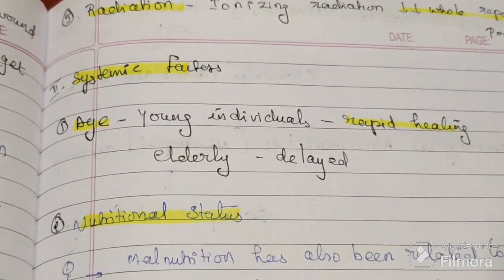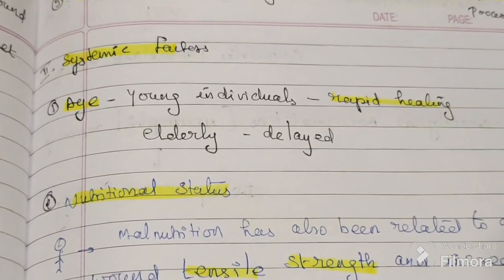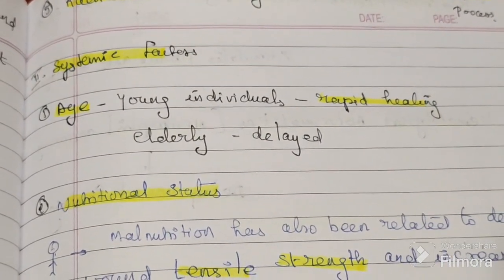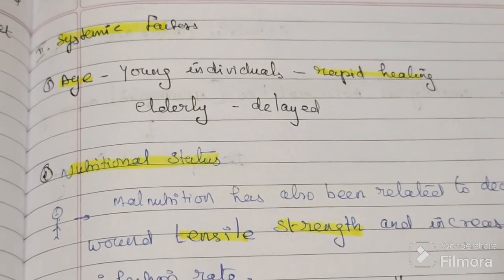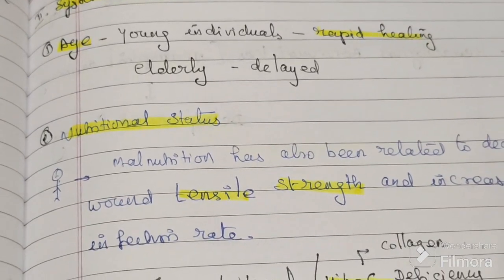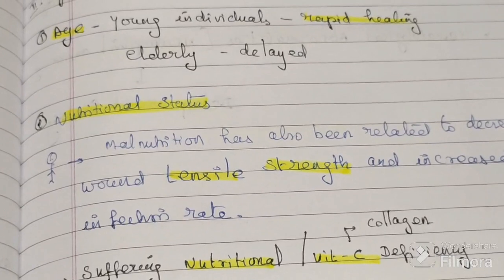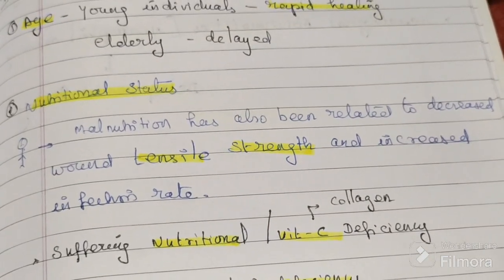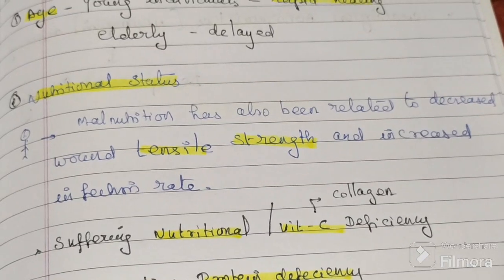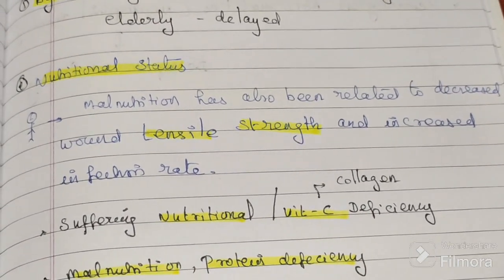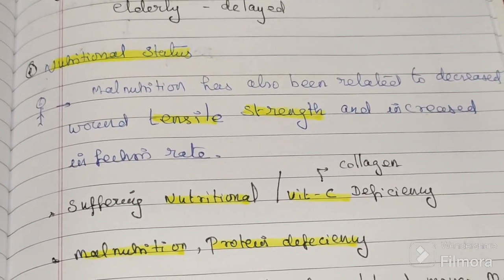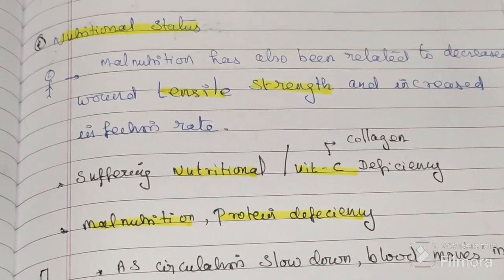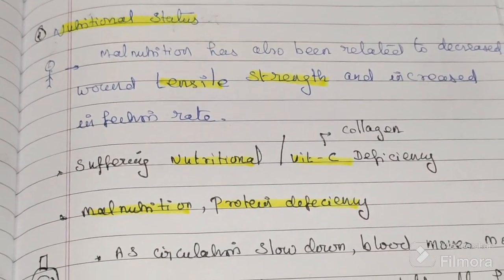Moving on to systemic factors. The first one is age. Age is one of the most important systemic factors: wound healing is very rapid in young individuals compared to elderly individuals. Next, nutritional status plays an important role and can result in delayed wound healing. For example, if the patient is suffering from vitamin C deficiency, vitamin C is essential for collagen synthesis, so its deficiency inhibits collagen synthesis and delays wound healing. A patient with malnutrition and protein deficiency can also have delayed wound healing.